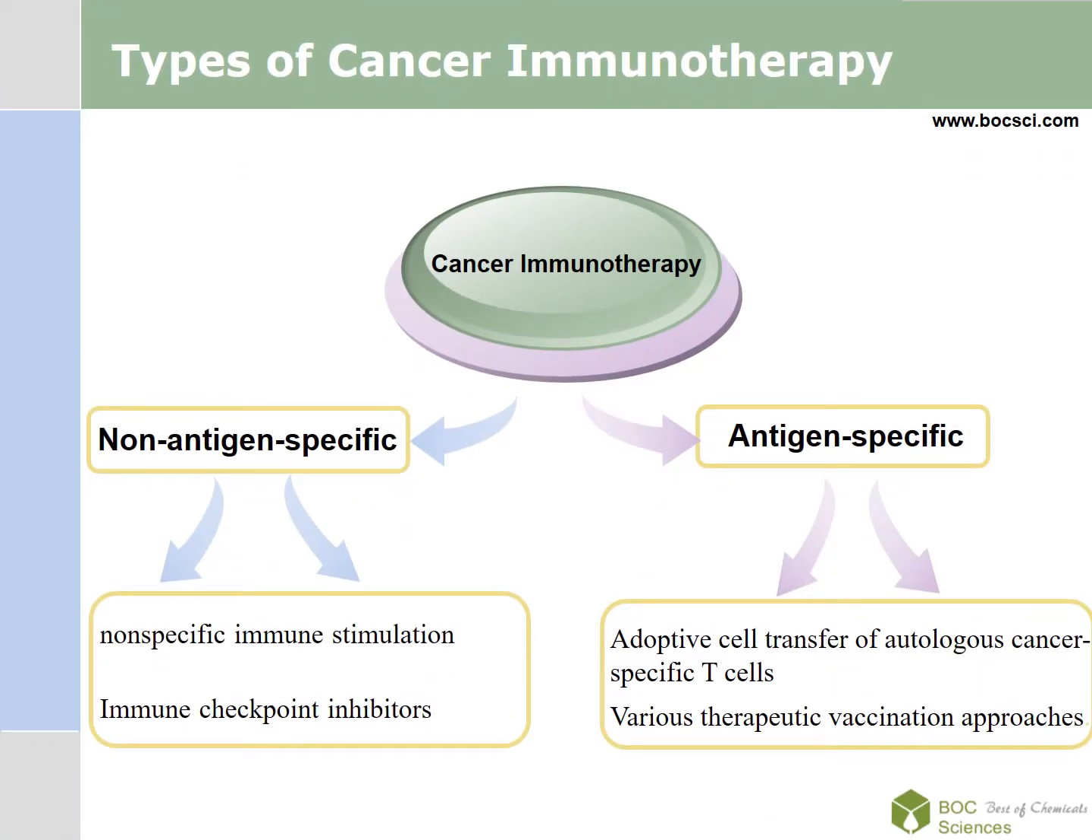The main types of immunotherapy can be broadly subdivided into non-antigen-specific and antigen-specific categories. Non-antigen-specific strategies include non-specific immune stimulation and immune checkpoint inhibitors, whereas antigen-specific strategies include adoptive cell transfer of autologous cancer-specific T-cells, and various therapeutic vaccination approaches.